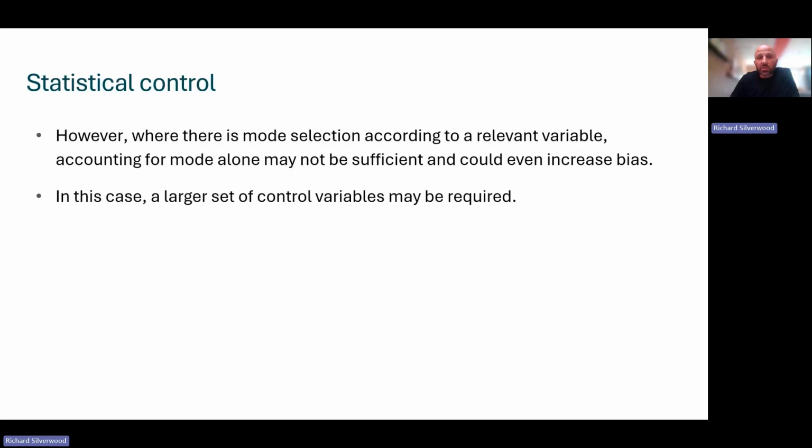So if there's mode selection instead, according to some relevant variable, then accounting for mode alone might no longer be sufficient, and as George has already suggested, could even increase bias. And in this sort of example, we may consider additional control variables in our analysis.